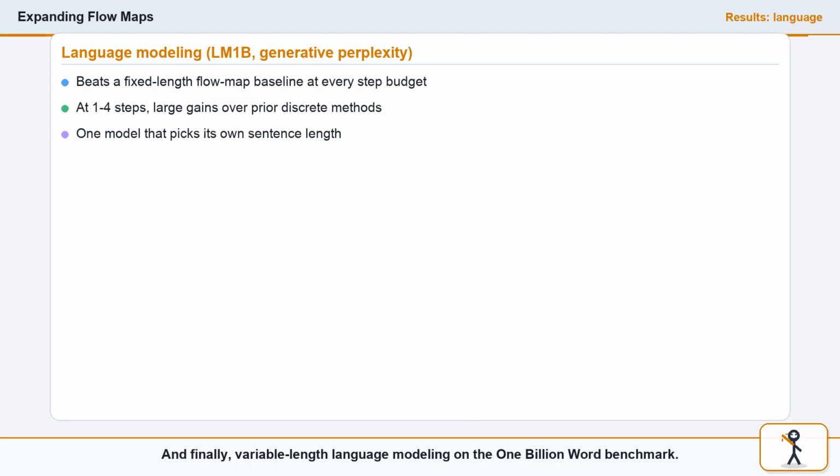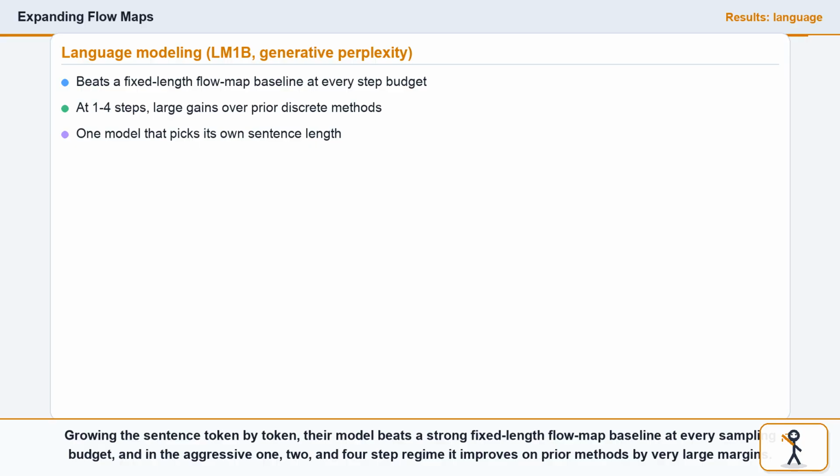And finally, variable length language modeling on the 1 billion word benchmark. Growing the sentence token by token, their model beats a strong fixed-length flow map baseline at every sampling budget. And in the aggressive 1, 2, and 4-step regime, it improves on prior methods by very large margins.